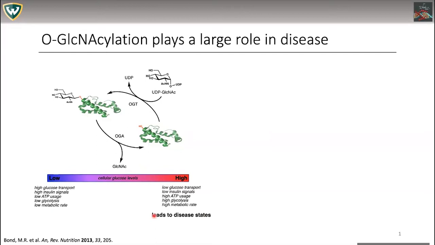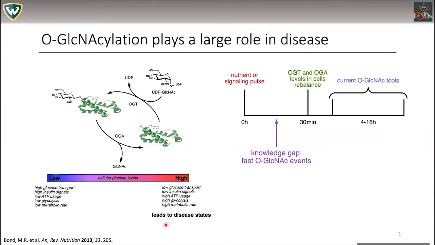There are tools that can study these, but there's a very large gap in the knowledge regarding fast O-GlcNAc events, which occur from the very first pulse of nutrient at time zero to anywhere from 30 minutes to an hour. Most O-GlcNAc tools that we have access to and that have been published in literature only observe a time frame of about 4 to 16 hours. And so there's a pretty big gap. And so we've asked ourselves what's happening on this timescale that we can't see, and how can we access these events that are happening on this timescale that we can't see.